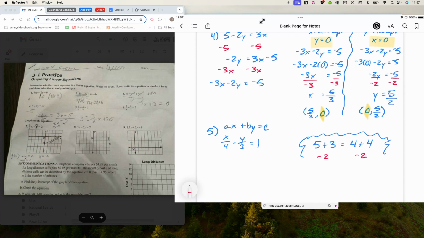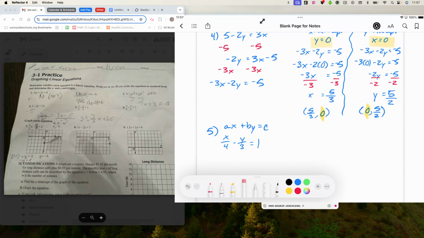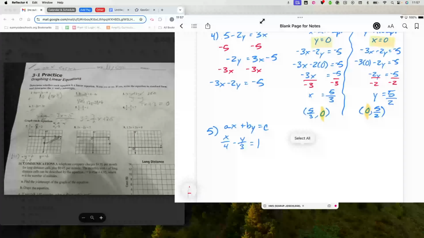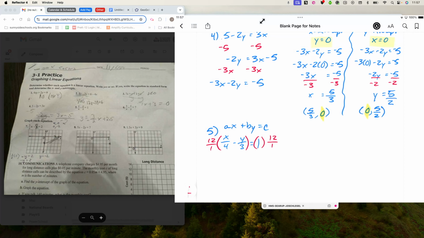So I'm going to be intentional about what I do to this equation for number 5 because I hate fractions and I want them to go away. So I am going to multiply both sides by 12, because 12 has the factors 4 and 3. So by multiplying both sides by 12, the fractions are going to divide out. And I will demonstrate that for you right now.